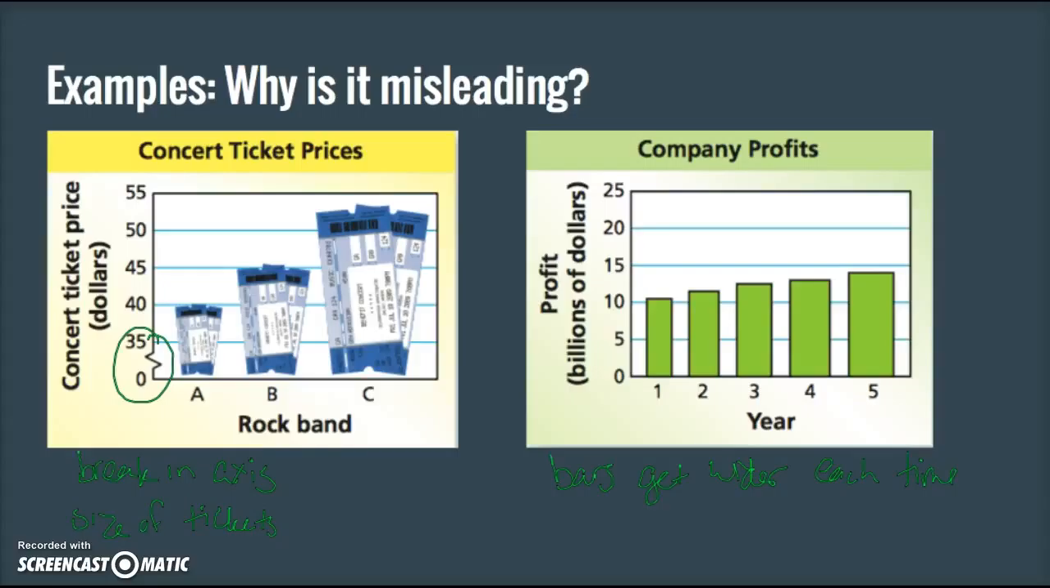picking out which type of graphs are better to use, and then figuring out if a specific graph or data display is misleading and why it's misleading.